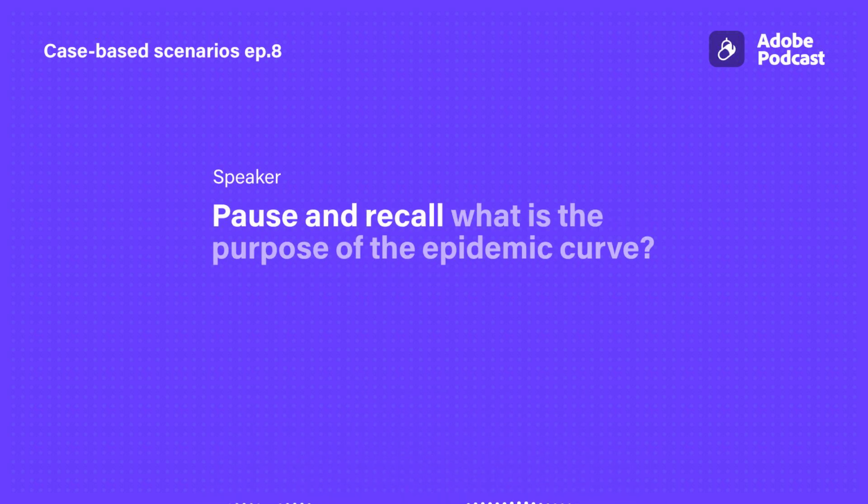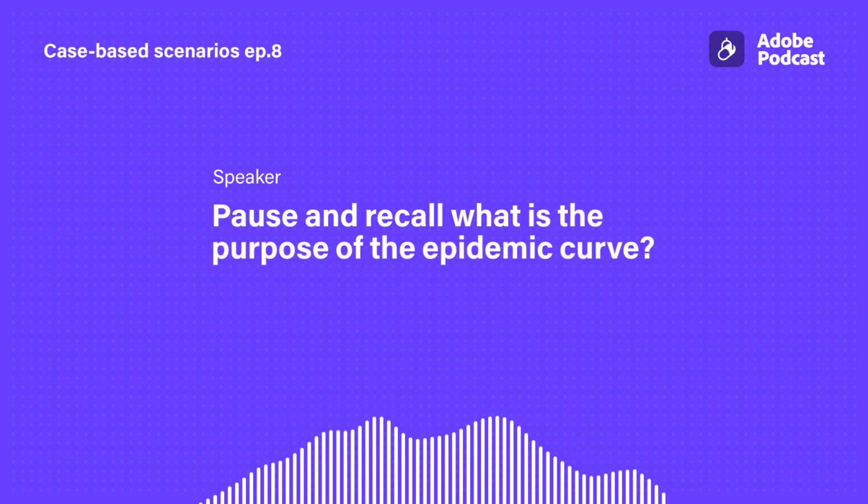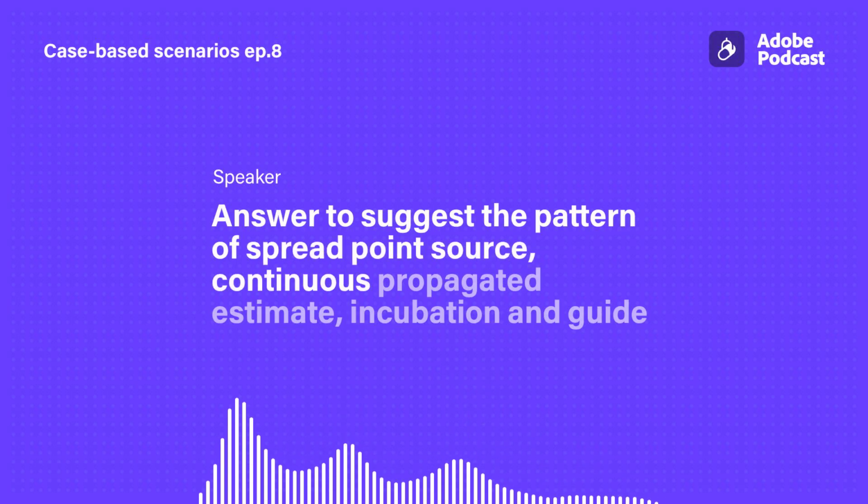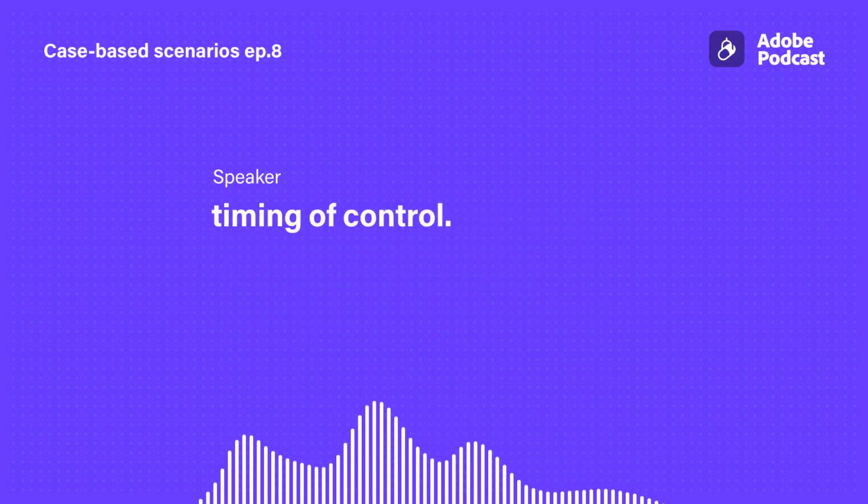Pause and recall. What is the purpose of the epidemic curve? Answer: to suggest the pattern of spread, point source, continuous, or propagated, estimate incubation, and guide timing of control.